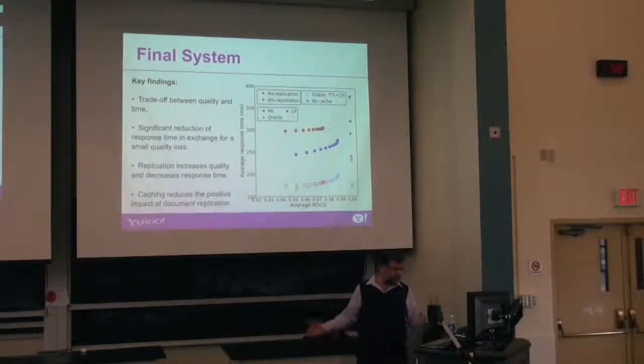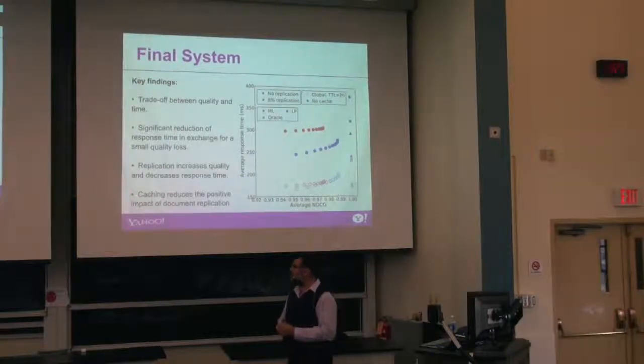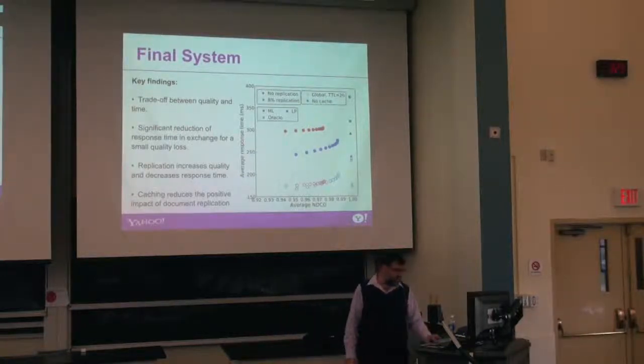So the final system, putting all this together, has a trade-off between quality and time. Here we have NDCG, so I hope you know what that is. You will see it in Dennis's course or any other future course: normalized discounted cumulative gain. And here there are all the possibilities: no cache, global, no replication, machine learning, linear programming, and the Oracle. The Oracle is the one that knows everything. And you see the Oracle is the best, but of course it's the Oracle.